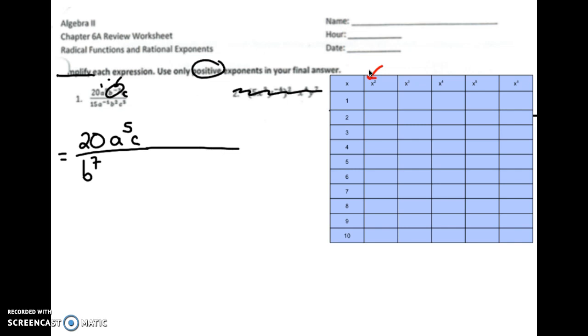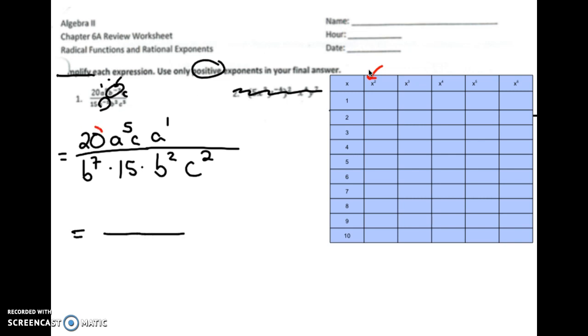In the denominator, there's a 15, so I'll say times 15. And then we have a to the negative 1. Because it's negative, it needs to come up to the top. And b squared is positive, so it stays where it's at. And c squared is positive, so it stays where it's at. The last thing I want to do is simplify.